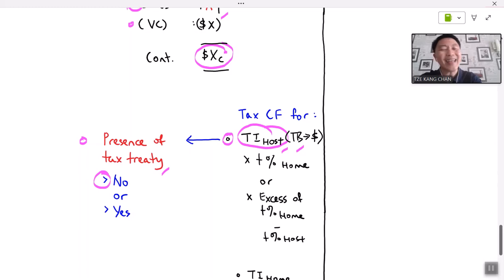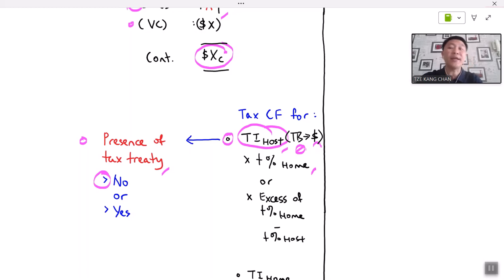Should there not be any tax treaty or bilateral tax agreement, the entire taxable item from the host country would then have to be paid at the full tax rate in the home country. Let's not forget to convert this taxable item in the host country from TB to the home currency of dollar sign to determine the additional tax cash flow.